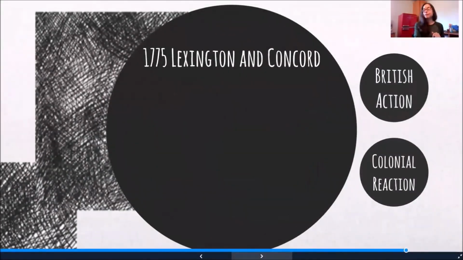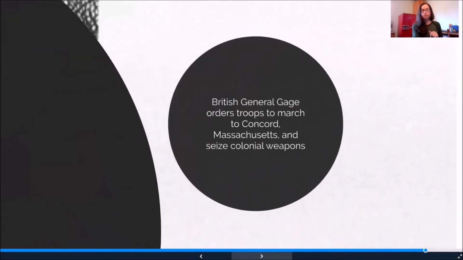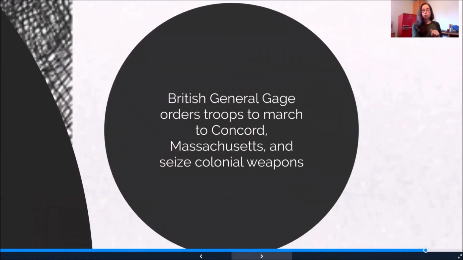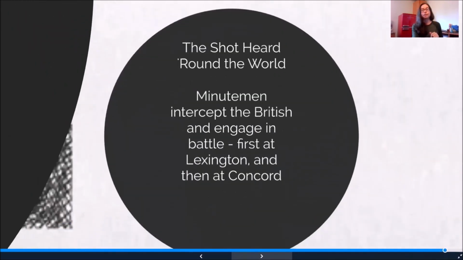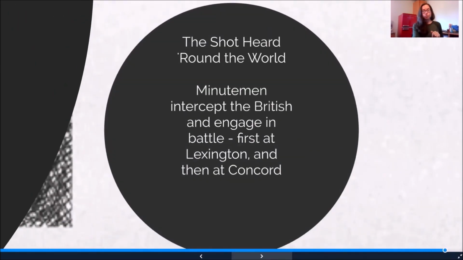And in 1775, we had Lexington and Concord. British General Gage ordered troops to march to Concord, Massachusetts, and seize colonial weapons. That's when we had the shot heard round the world. So Minutemen intercepted the British and engaged in battle. How did they know to be there? You've heard of Paul Revere. There were other people on that midnight ride besides Paul Revere, but they found out which way the British were going to be headed towards the armory to seize the gunpowder.